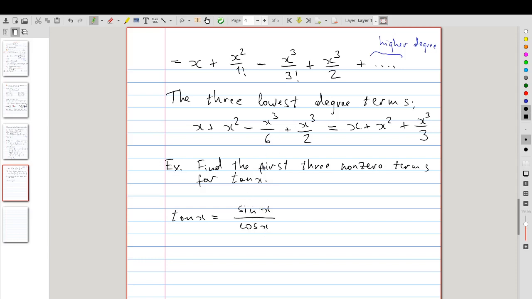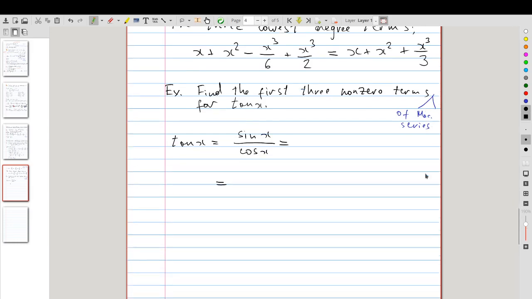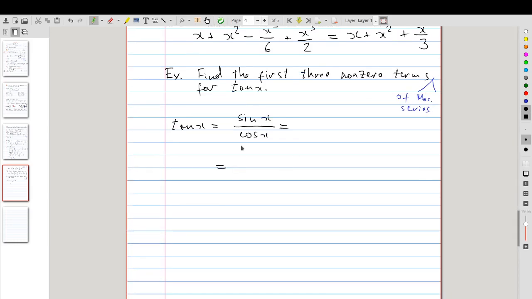I should probably be more precise here and say the first 3 non-zero terms of the Maclaurin series for tangent x. Alright, so what are the Maclaurin series representations for sine and cosine? That is something you should know by heart at this point. And here they are.